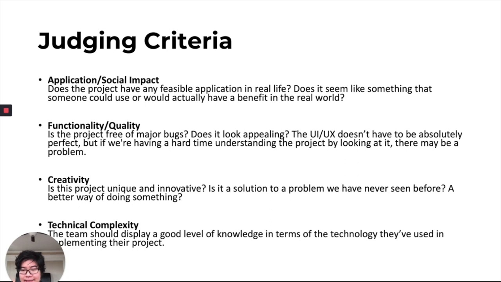And last but not least, we're also looking for technical complexity. We want to make sure that people are pushing themselves and trying to use new technologies, experimenting with new stuff. But what we also want to see is that the team has a good level of knowledge in terms of the technology they've used in implementing their projects. So if you're using, say, artificial intelligence or machine learning, or if you're using blockchain, you want to see that you're using these kinds of technologies for the right kind of things and not simply just because you want to put AI or ML in your DevPost submission.